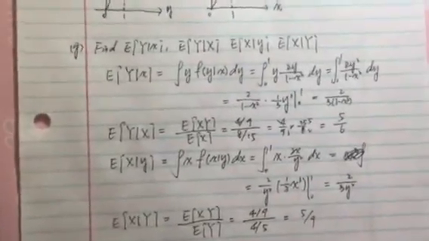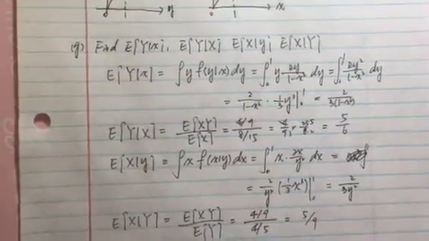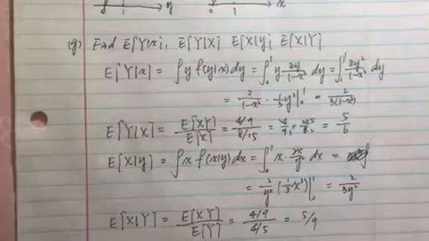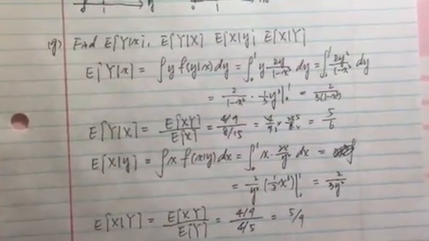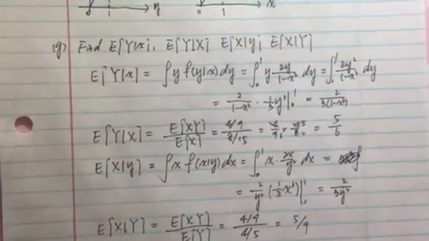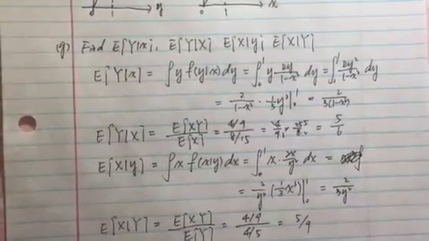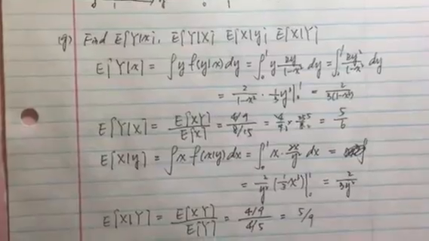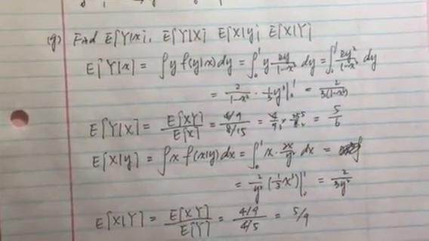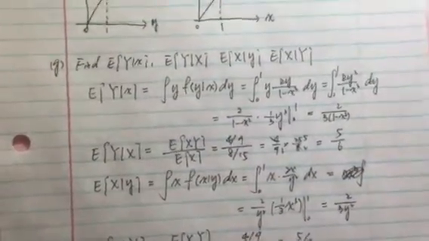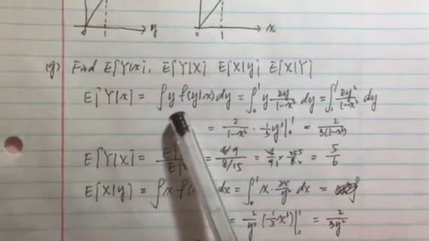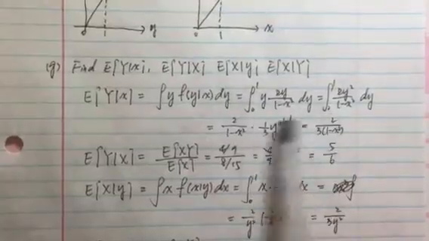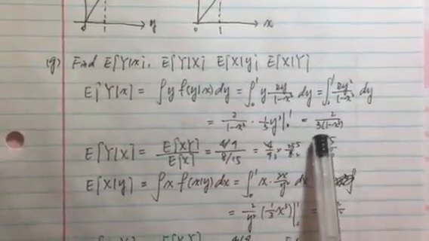For part G, we need to find the expected value of Y given small x, the expected value of Y given big X, the expected value of X given small y, and the expected value of X given big Y. The expected value of Y given small x is the integral of y times the conditional density function f_Y given x dy, and we just plug in what we got before, the conditional density function of Y given x, which is 2y over 1 minus x squared, and we get 2/3 times (1 minus x squared).